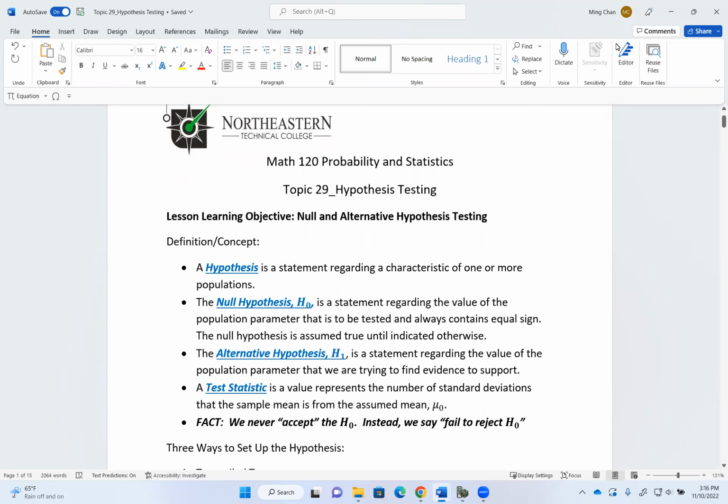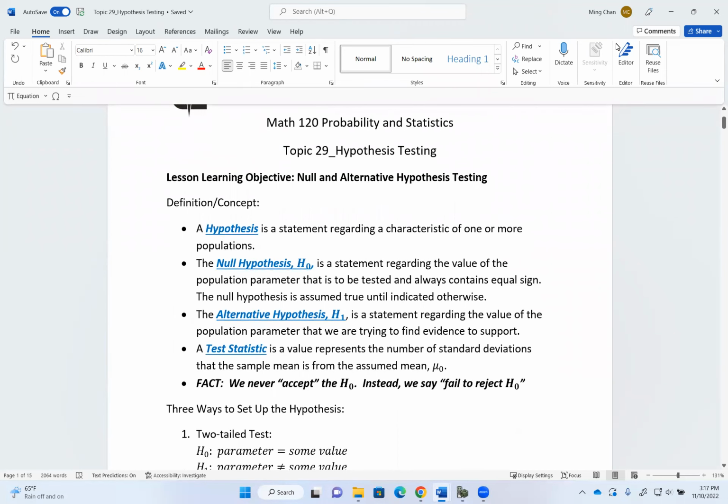What is the so-called null hypothesis, which is denoted as H null, or H zero? A null hypothesis is a statement regarding the value of the population parameter, such as the mean, standard deviation, or population proportion, that is to be tested, and it always contains the equal sign. So the null hypothesis is what they say.